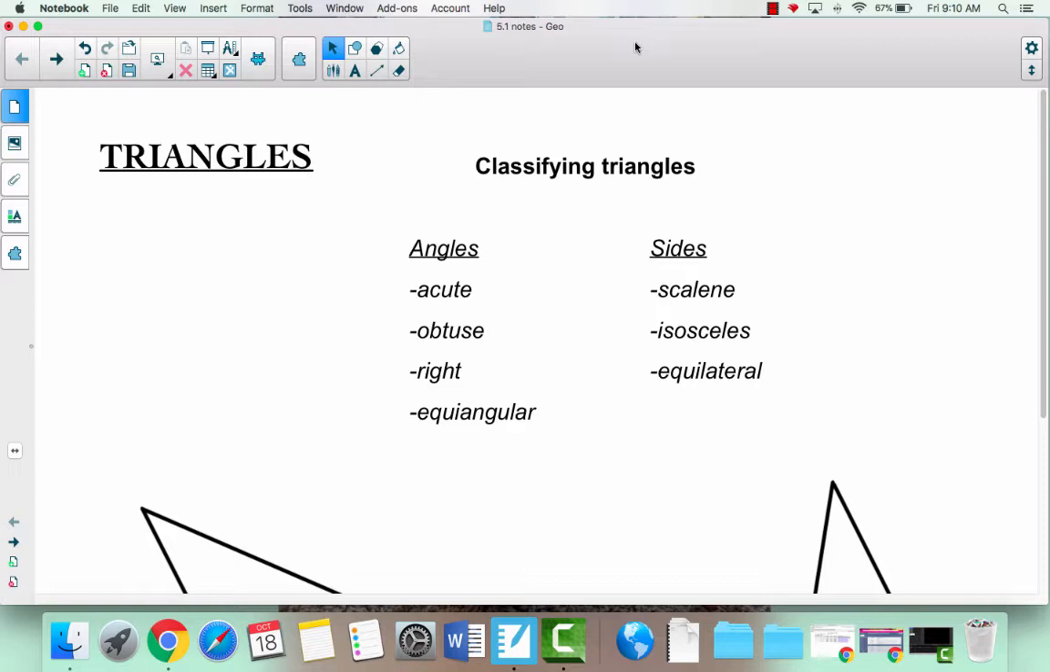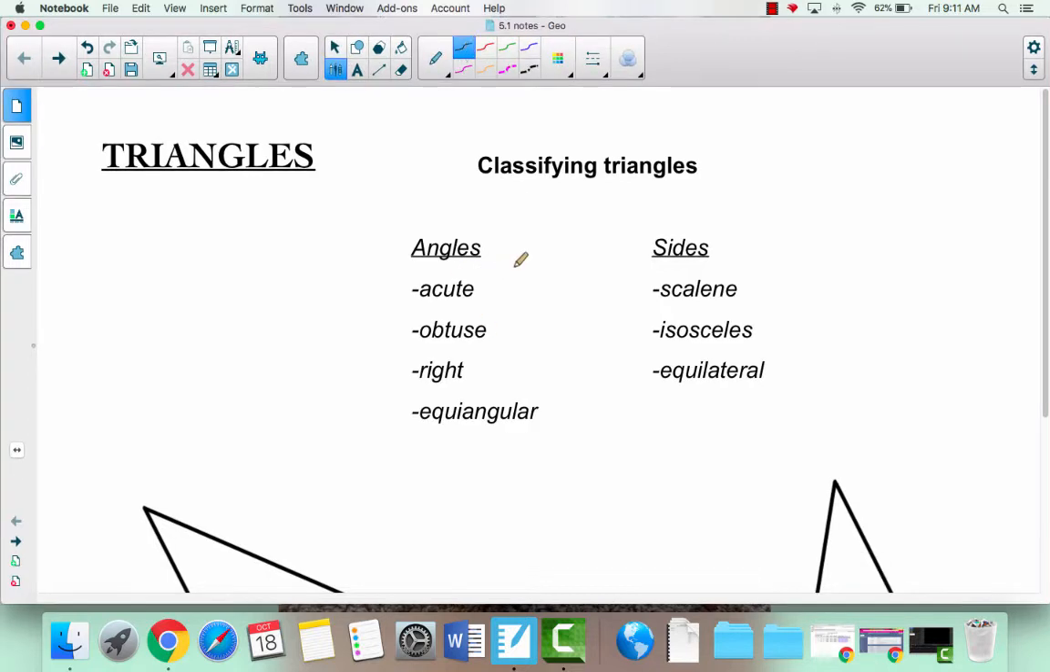There are basically two methods. We can classify triangles by their angles or by their sides, and hopefully these vocab words will seem pretty familiar to you. When we classify a triangle by its angles, we can use the four words listed: acute, obtuse, right, or equiangular. And just as a reminder for these, an acute triangle would be when all angles are less than 90. When it's an obtuse triangle, that would mean that you have one angle greater than 90.